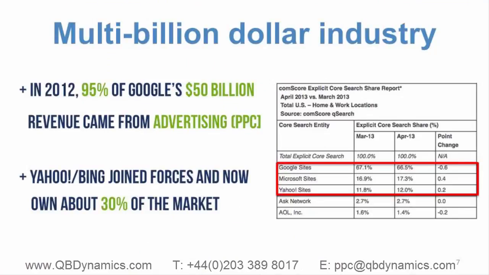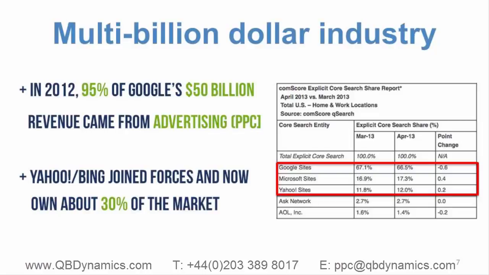Now, this is a multi-billion dollar industry. This has been the engine of growth and the engine of massive riches for Google. This is what has allowed them to become the most influential business, or one of the most influential businesses, over the last decade or so. You can see in 2012 that 95% of Google's $50 billion in revenue came from advertising. This is absolutely massive, and it's a massive opportunity now for those search engines to really create a cash gusher in the form of this PPC advertising.